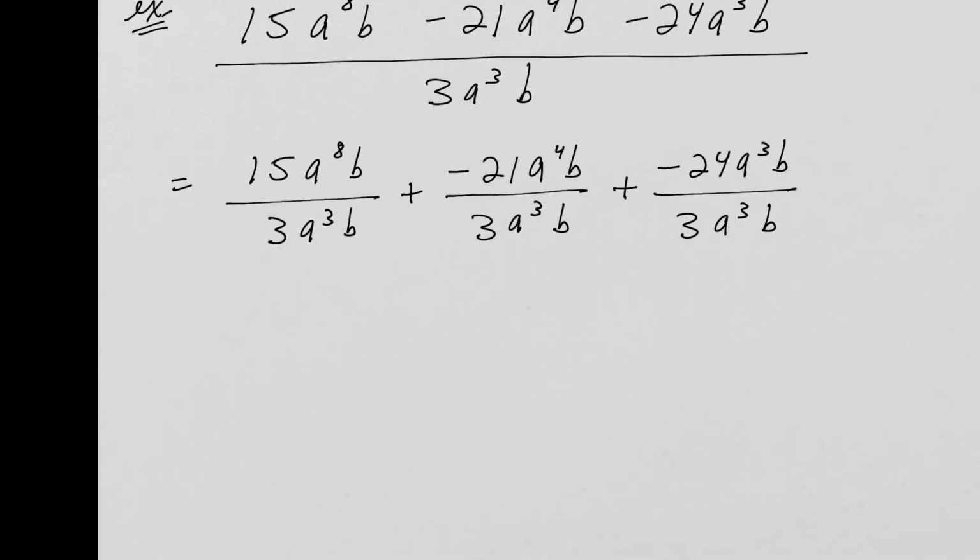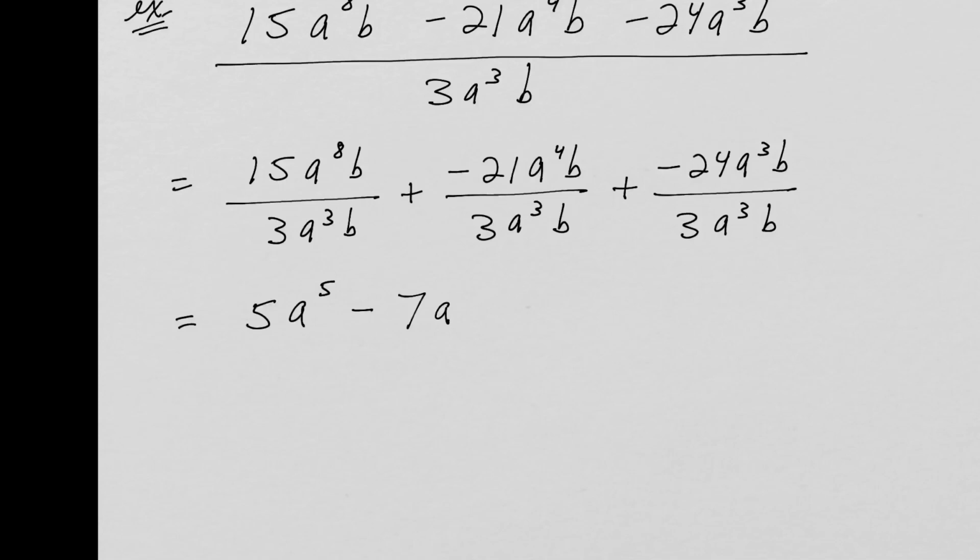All right, so now we can divide each. Remember, each term now is just a monomial divided by a monomial, and we know how to handle that. 15 divided by 3, positive 5. A to the 8th divided by a cubed is a to the 8 minus 3, so that's going to be a to the 5th. And then b divided by b is 1, right? The b's cancel. Negative 21 divided by positive 3 is a negative 7, so I'll write this as minus 7. A to the 4th over a cubed is a to the 1, which is a, and b over b cancels.